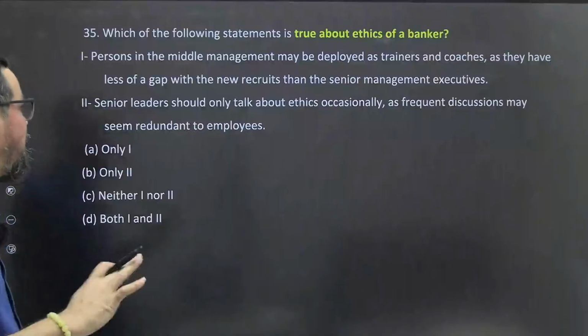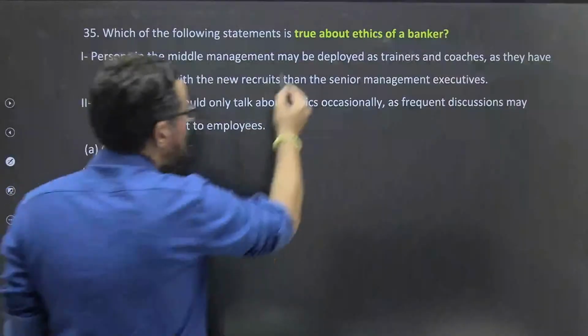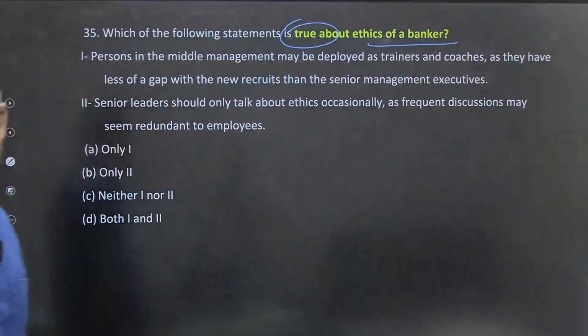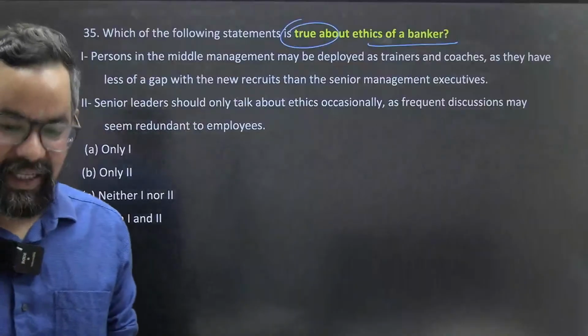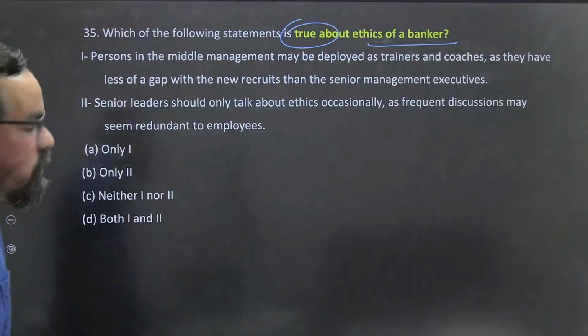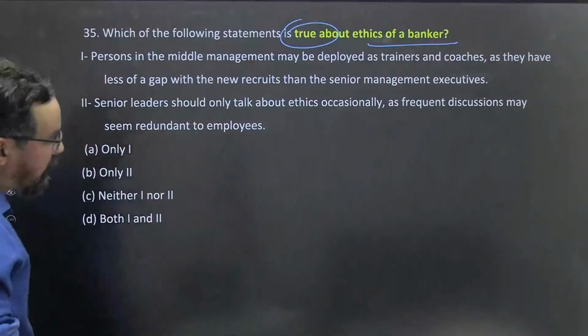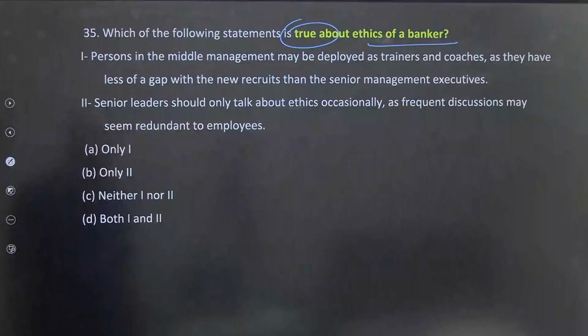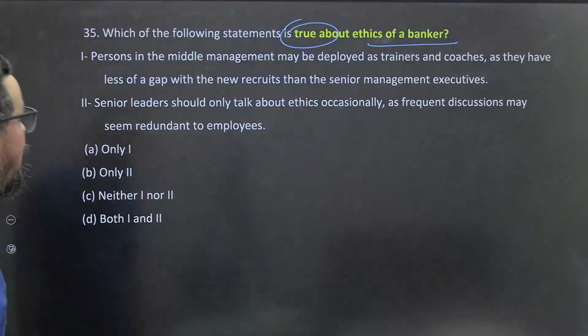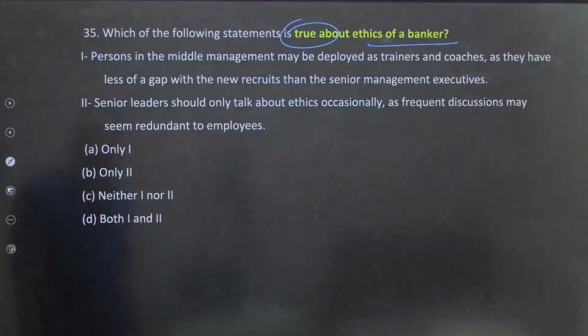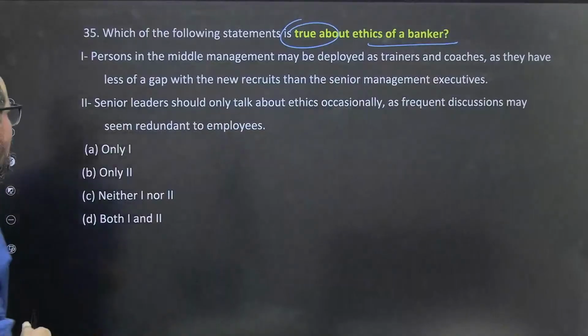So be prepared. Which of the following statements is true about ethics of bankers? This is again a question related to our work profile, job and activities, daily things. Easy one. JP Yadav sir, not C. Option D. Persons in middle management may be deployed as trainers and coaches, as they have less of a gap with the new recruits than the senior management executives. They have more gap with them, this is the option.